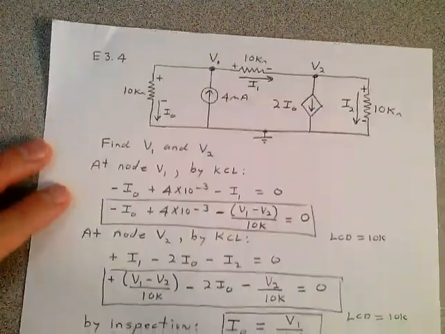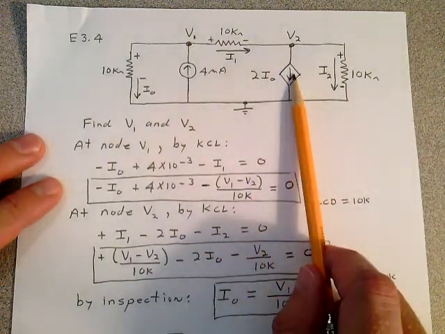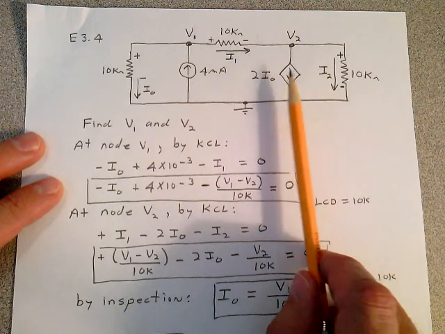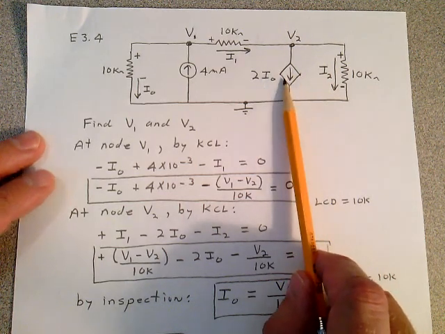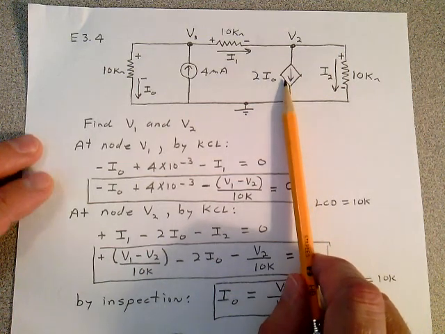E3.4 and E3.5. They're in your textbook, but here's E3.4, and I want you to notice here that we're going to do nodal analysis, but we have a current source here. We have a current-controlled current source in the network, and all it's going to do is add a third equation. I mean, it's just like what we've been doing.